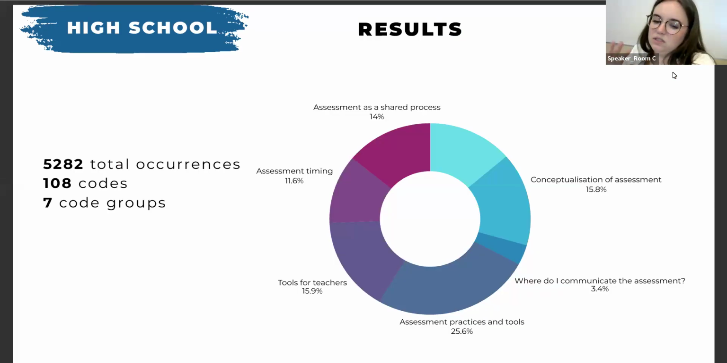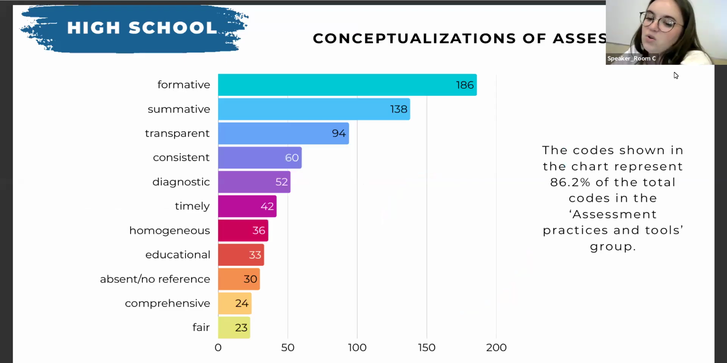For the high schools, we have the same 7 code groups, a lower number of codes, but the main group is the assessment practices and tools, also followed by the conceptualization of assessment and also tools for teachers. So in the high school, we have a conceptualization of assessment viewed as formative and summative assessment, and a transparent process. Like we discuss with families and we say anything that we have to say about assessment to families, but there's no evidence of the construction of a shared process with students and families.